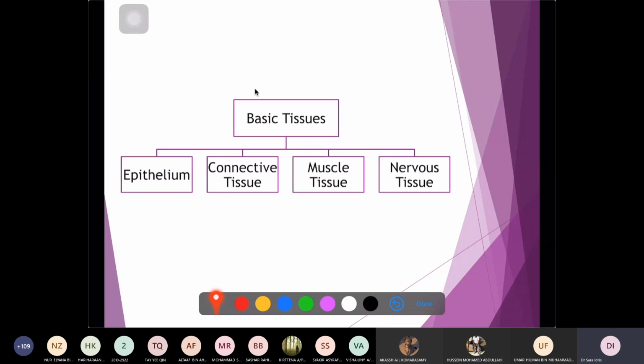Now things like bones or blood are considered to be part of connective tissue, but they're the specialized kind of connective tissue. So you have a general kind of connective tissue and you have the specialized connective tissue, which is a connective tissue, but it serves a more specific function. Okay, so we're going to be looking at this type of basic tissue today.